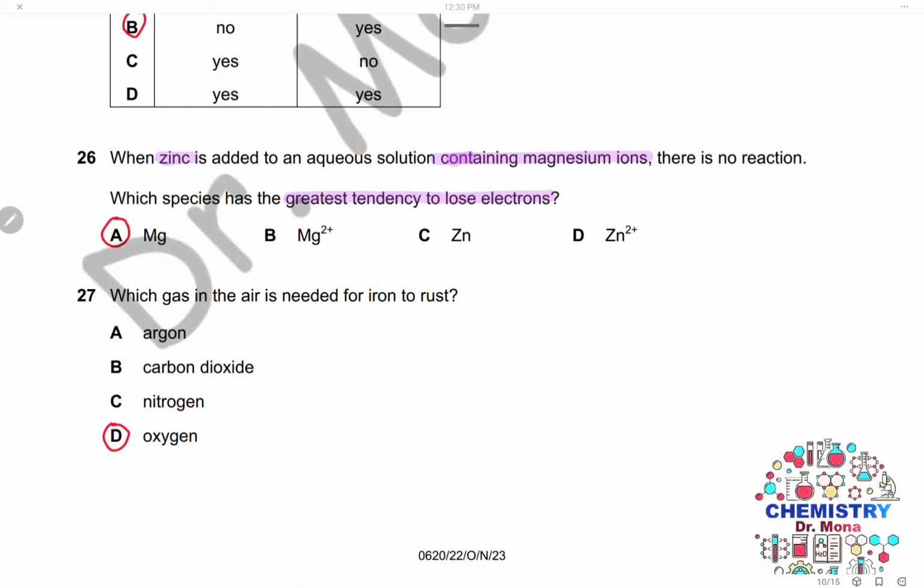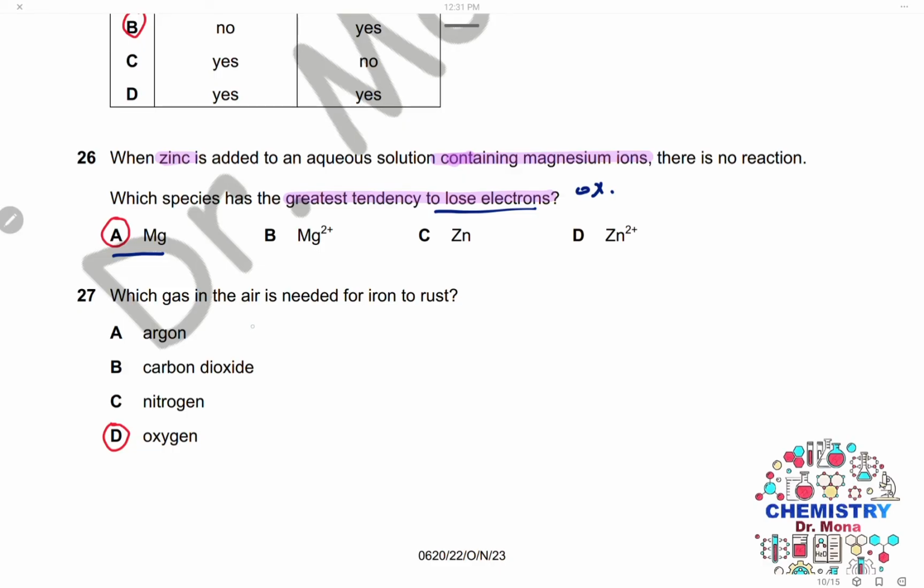Question 26. When zinc is added to an aqueous solution containing magnesium ion, there is no reaction. There is no reaction because magnesium is more reactive than zinc, so zinc cannot displace magnesium from a solution containing magnesium ion. Which species has the greatest tendency to lose electrons? Losing electrons means oxidation. As the metal becomes more reactive, it has a greater tendency to lose electrons. So here we've just said that magnesium is more reactive than zinc, so magnesium has a greater tendency to lose electrons, and the answer will be A, magnesium metal.